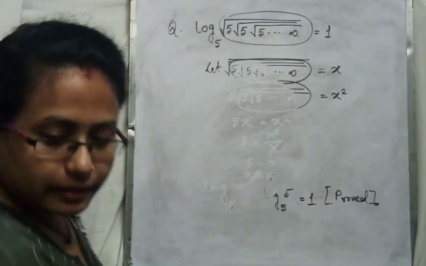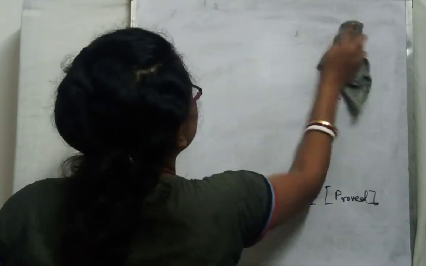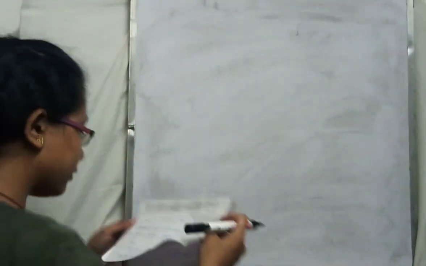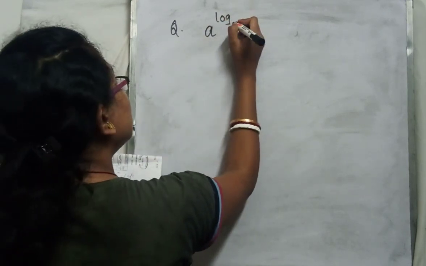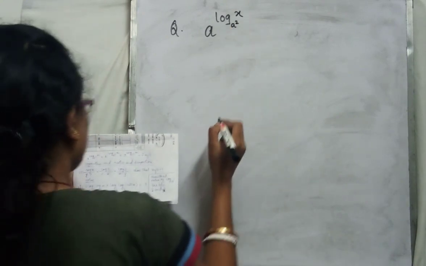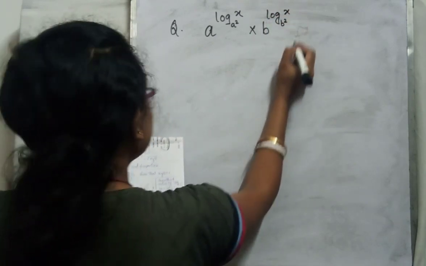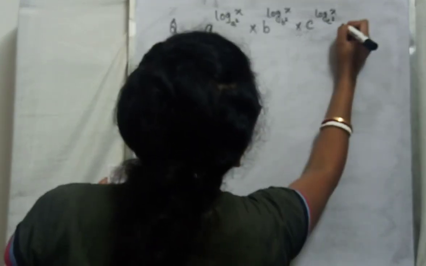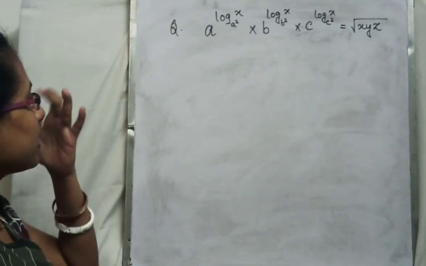Now I'm doing this proving math. Okay, I'm doing the next proving type of math. a to the power log x base a square, is it clear to you? b to the power log x base b square into c to the power log x base c square, and this you have to prove is equal to root over xyz.